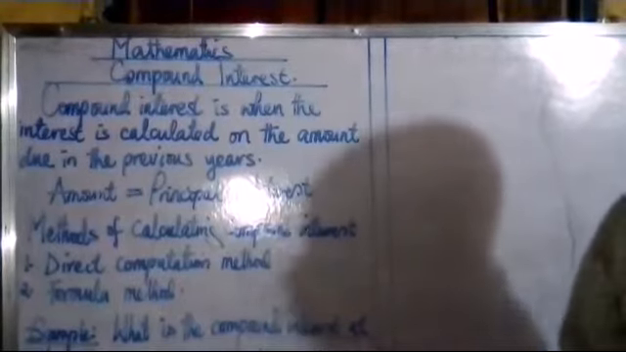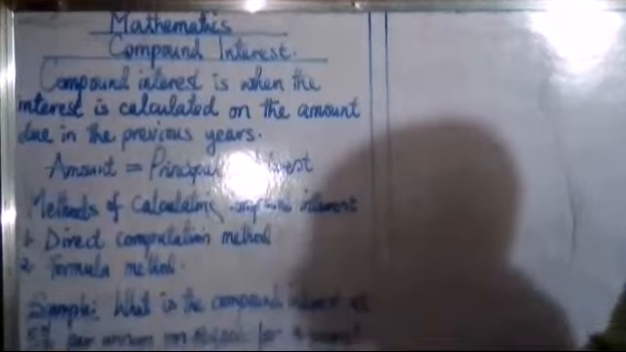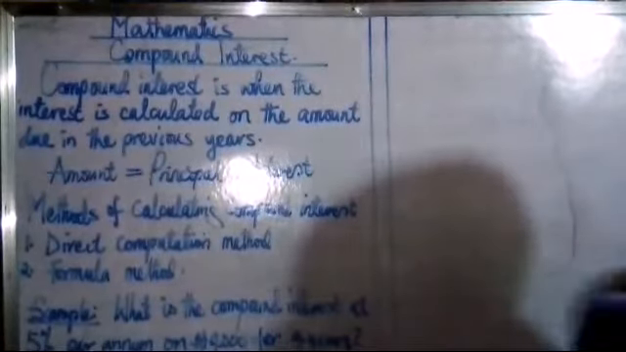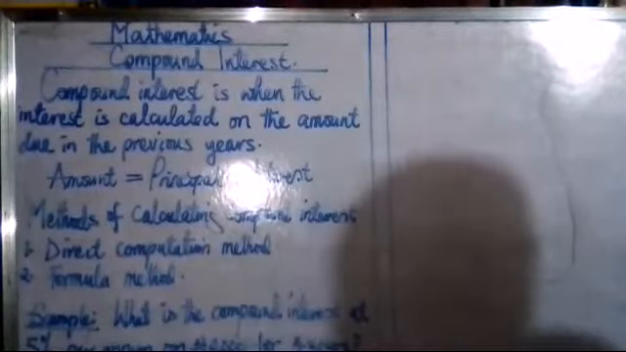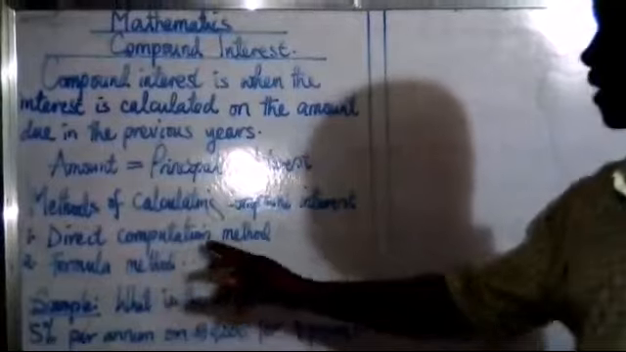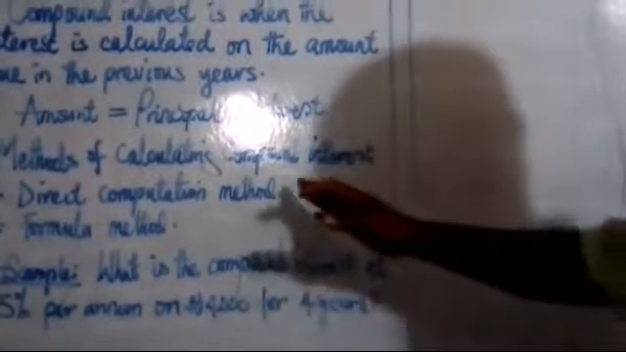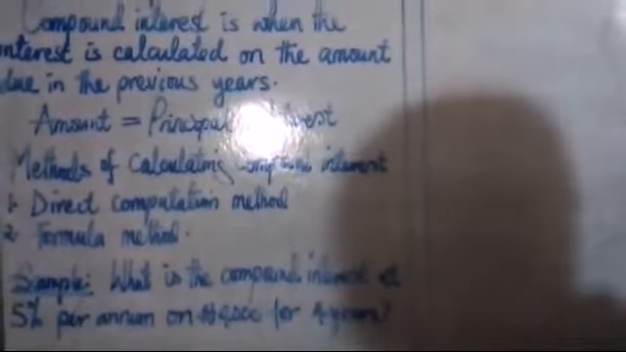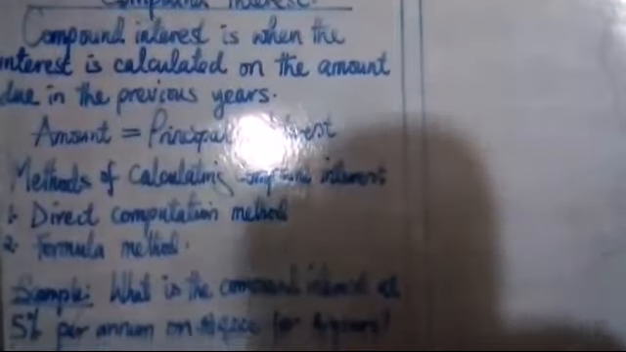In simple interest, we have done, you work with the same interest. But in compound interest, the interest continues to change yearly. Every year, it will change. We have two methods of calculating compound interest. We have the direct computation method and we have the formula method. I want us this week to look at the two methods, but we'll take one today and another time we'll take the other one. The direct computation method, I want to explain it before we do it.